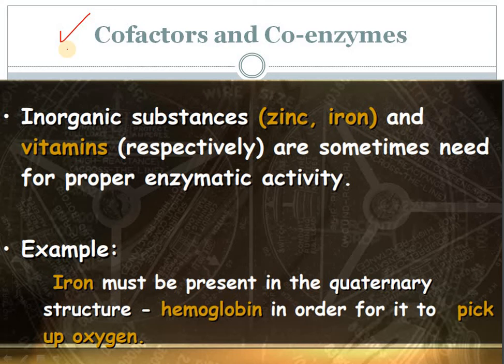The other factors are cofactors and coenzymes. Basically, cofactors and coenzymes are used for the efficient working of enzymes. A cofactor is a non-protein part of an enzyme which is essential for the enzyme to work. A cofactor can be detachable, called an activator, it can be covalently bonded with the enzyme, called a prosthetic group, or it may loosely attach to the enzyme, called a coenzyme. Inorganic substances, for example zinc, iron, and vitamins, are sometimes needed for proper enzymatic activity. For example, hemoglobin needs iron to pick up oxygen in the blood.